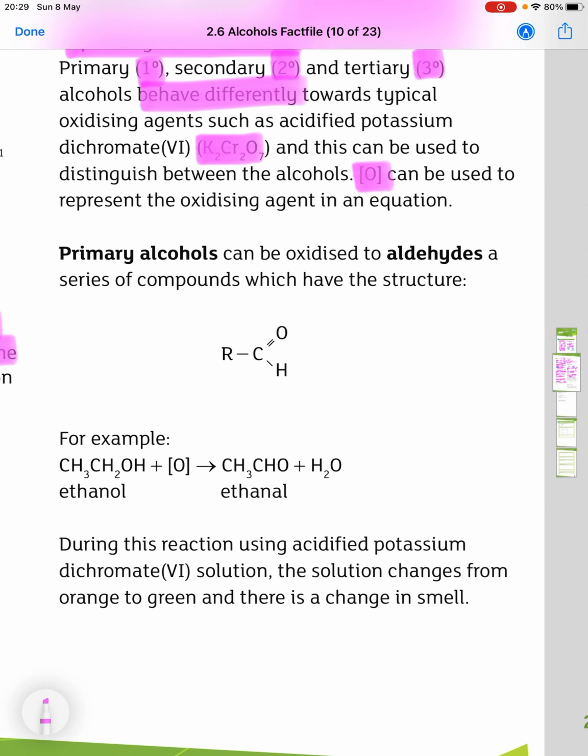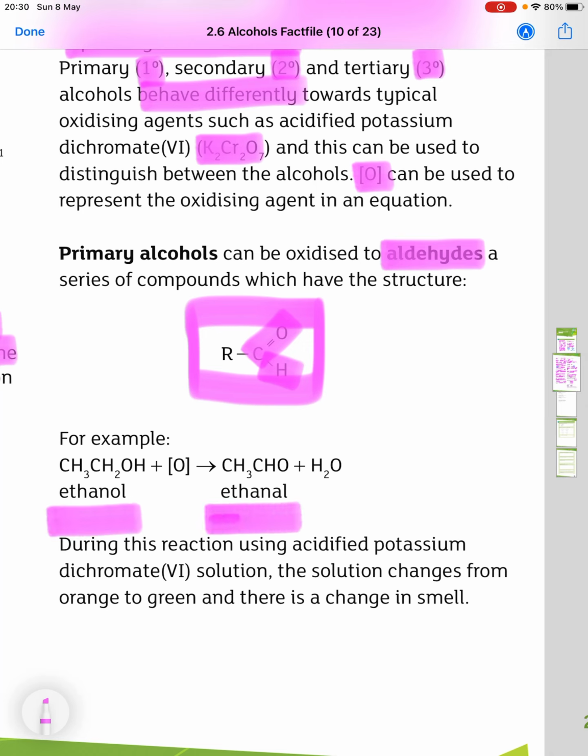So primary alcohols, they'll be oxidized to aldehydes, which have this structure. So you have a carbon with a double bond to an oxygen and a hydrogen joined to the same carbon. So for example, ethanol would be oxidized to ethanal. And during this reaction, using the acidified potassium dichromate, the solution changes from orange to green, and there's a change in smell.